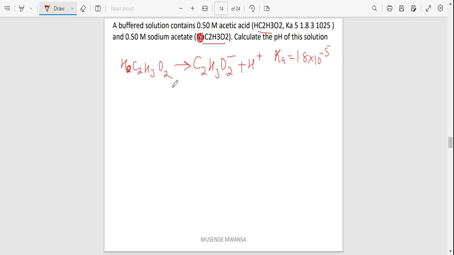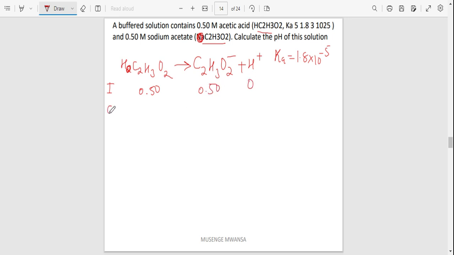When we are talking about the Ka, let me use what we call an ICE diagram, because when you're finding the pH, you use the concentration of hydrogen ion at equilibrium. The ICE table will start with I, which is the initial concentrations which are given. The concentration of the acetic acid has been given as 0.5. The concentration of the conjugate base has also been given as 0.5. We don't have any hydrogen ion, meaning that is 0.